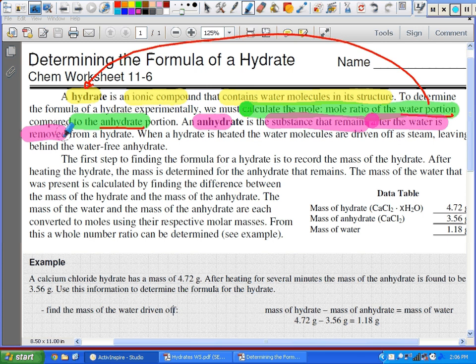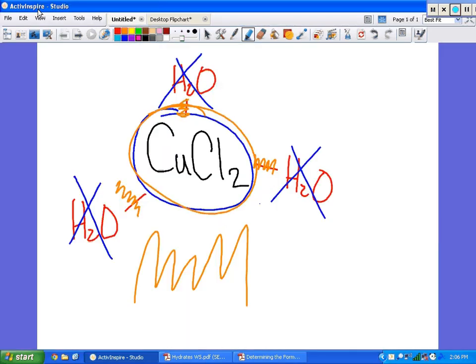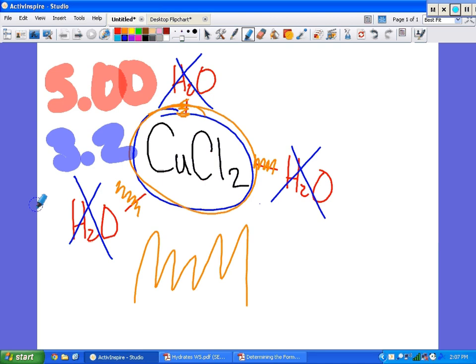Copper 2 chloride. If I tell you that I start with exactly 5 grams, now listen how I say this, of the hydrated molecule. Do you agree that's with the water? Okay. After I heat it up, I'm only left with 3.2 grams. I'm throwing these numbers at you. So, one more time. I started with 5 grams of the compound with the water attached. I heated it up, and after I heated it up, only 3.2 grams remained.